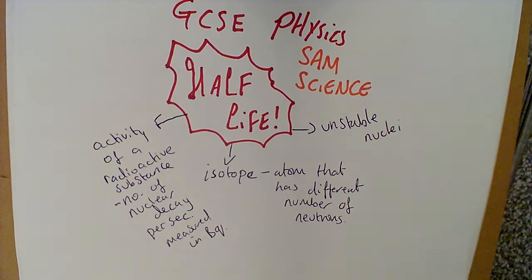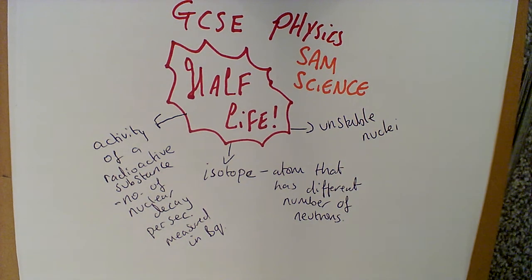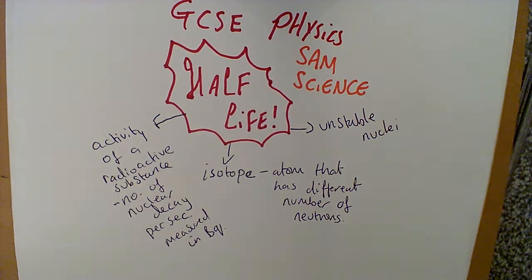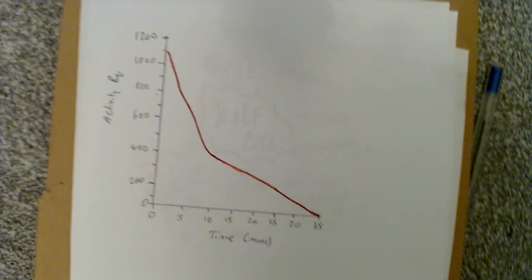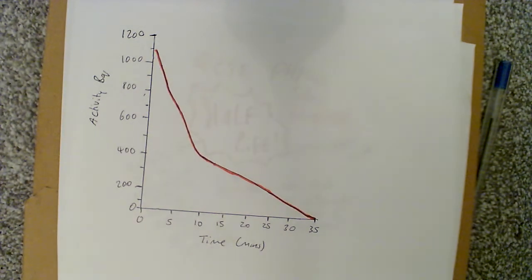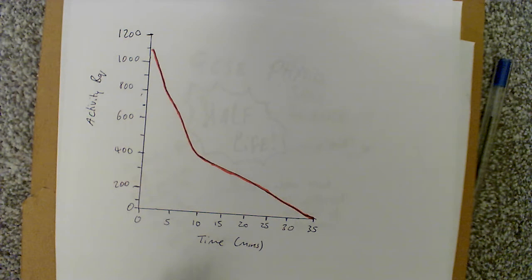Okay, so now what we're going to have a look at is how to work out the actual half-life and the activity of a radioactive substance, and we're going to use a graph to do that. So here we go. Okay, so here is our typical graph. You could get this in an exam, and it asks you to work out the half-life of a particular radioactive substance.